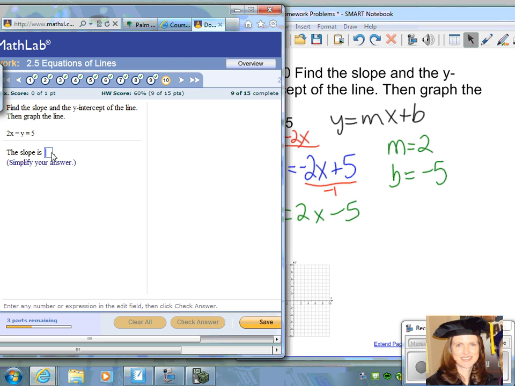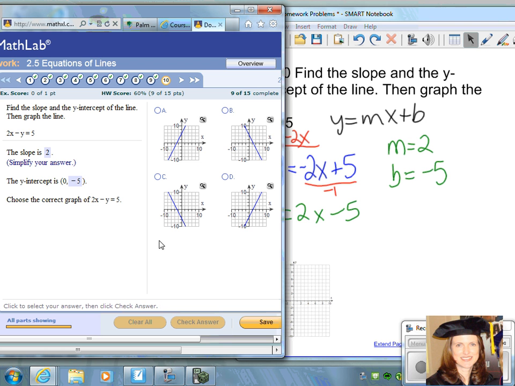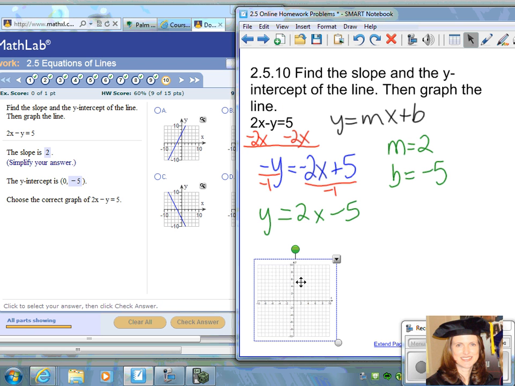Enter those and check your results. The slope is 2. The y-intercept is 0, negative 5. And let's go ahead and sketch this.